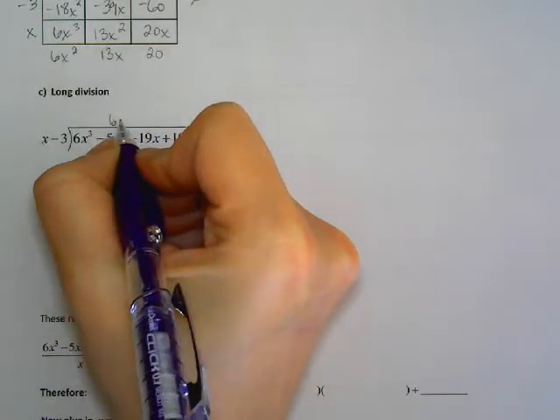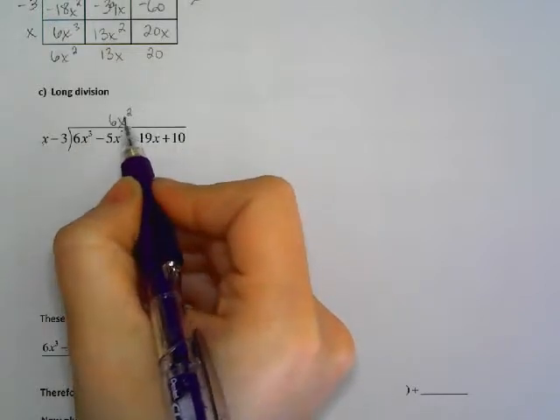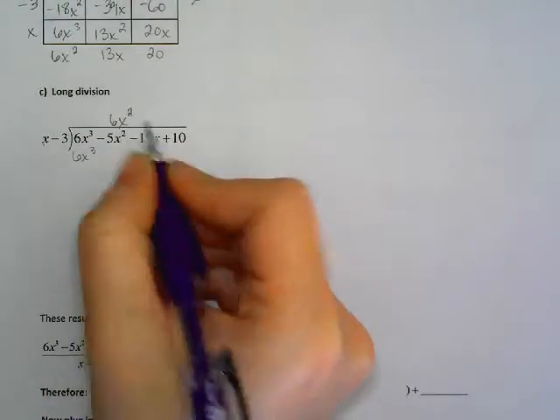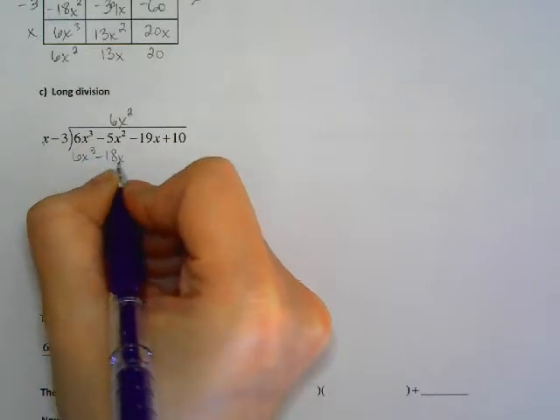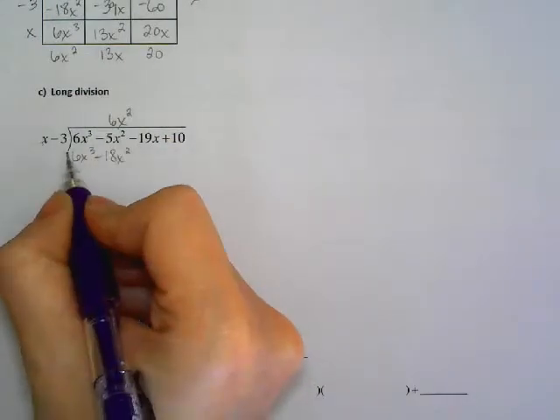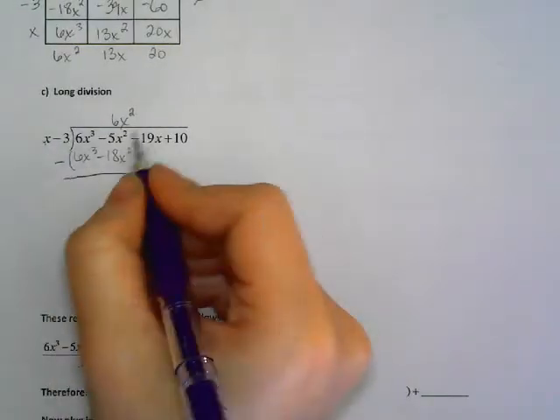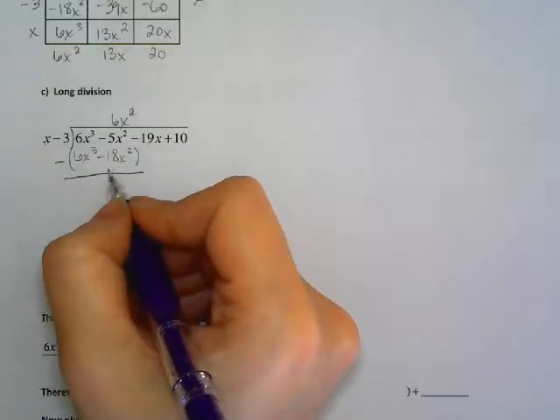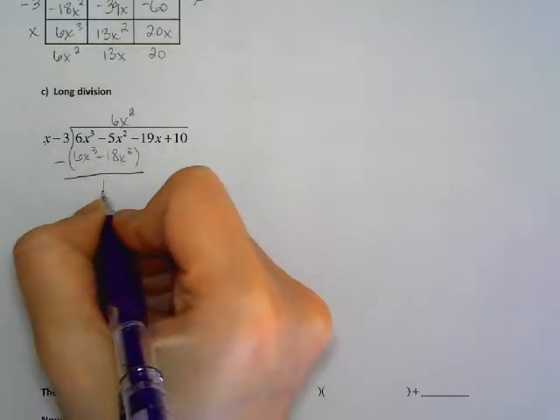We're going to start up here. We multiply 6x squared by the x to get 6x to the third. So now we multiply out. 6x squared times x gives us 6x to the third. 6x squared times negative 3 gives us negative 18x squared. Then we subtract. Negative 5x squared minus a negative 18x squared is the same as negative 5x squared plus 18x squared, 13x squared.